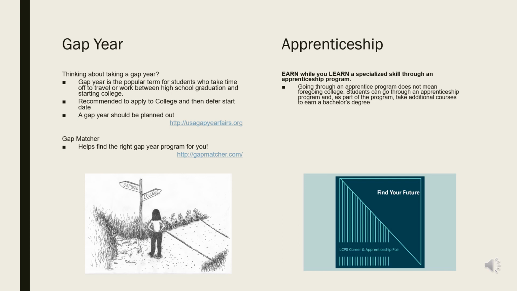Another component are apprenticeships. So earn while you learn. So shared earlier about an apprenticeship that one of our last year seniors is a part of. So this means that they are learning a specialized skill through a program that is going to be applicable to what they are studying in classes as well.